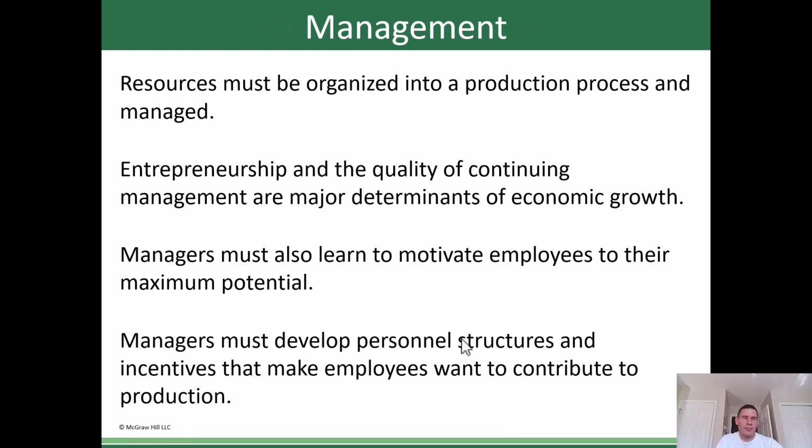So as far as management goes, resources must be organized into a production process and managed. Entrepreneurship and the quality of continuing management are major determinants of economic growth. Managers must also learn to motivate employees to help them achieve their maximum potential. And managers must develop personnel structures and incentives that make employees want to contribute to production. What that also speaks to, if you go to the academic management literature and the empirical literature surrounding that, is making sure that the incentives for the workers align with the incentives for the firm. So like everybody wins, if you will.